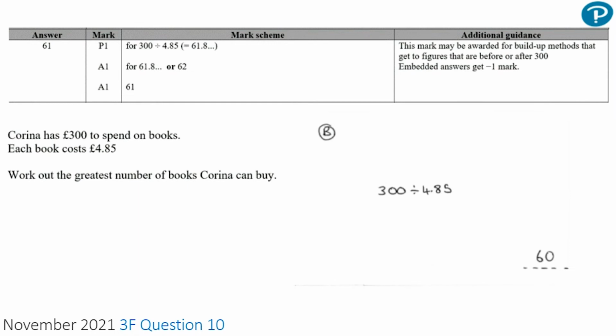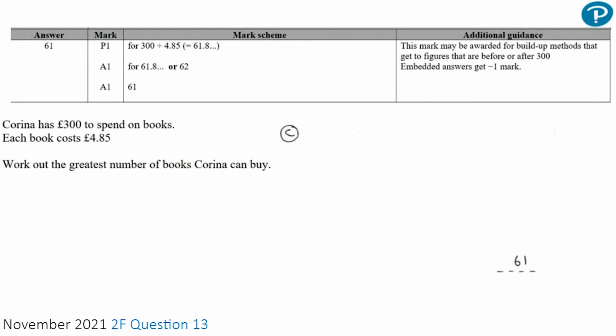And it says 300 divided by 4.85. Yep, brilliant. I think that one's quite straightforward. P1, A0. Just going to close the door behind me. A0. There you go. Next one. Just answer on the line.